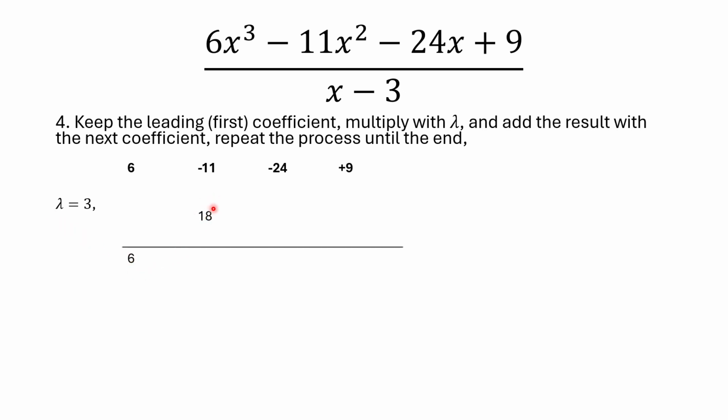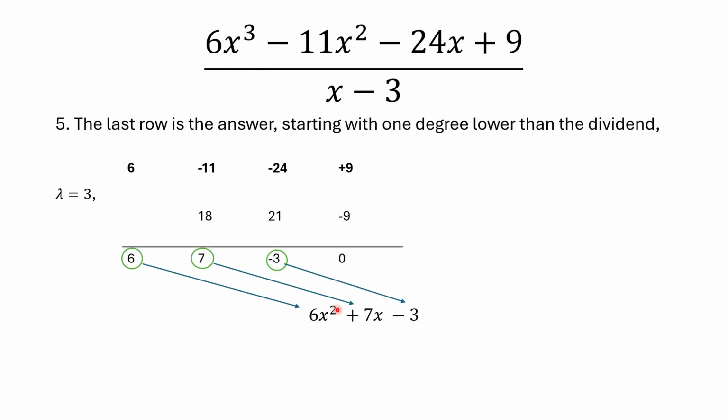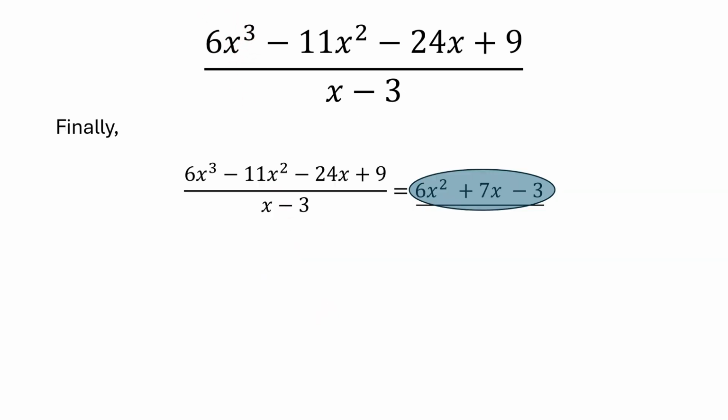We multiply by lambda, we get 18. We get 7 when we add with minus 11. Multiply by lambda, 21. We add, we get a minus 3 times lambda. We get minus 9 plus 9. We get 0 as the remainder there. So we rearrange, of course, dropping 1 degree lower than the dividend, and our solution is that one.